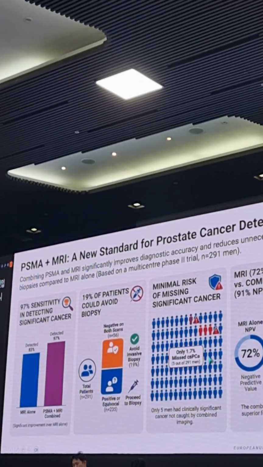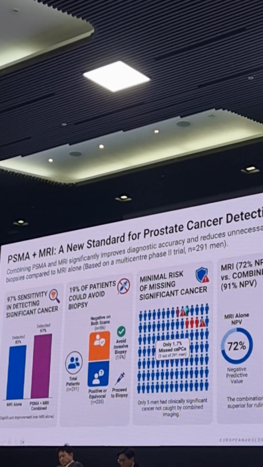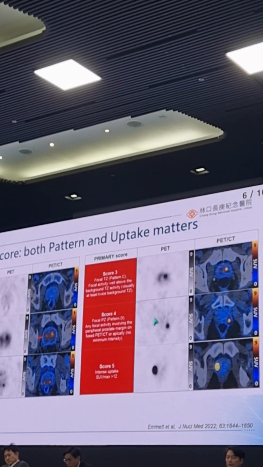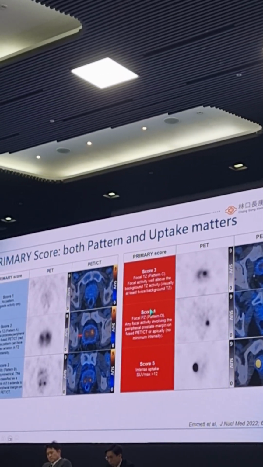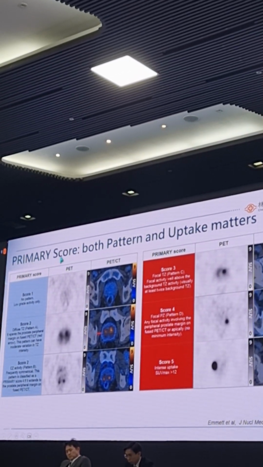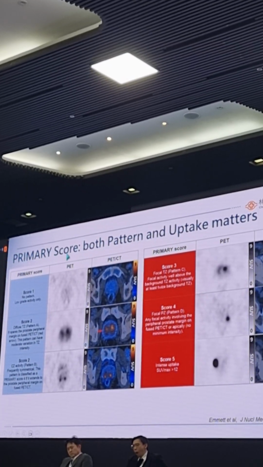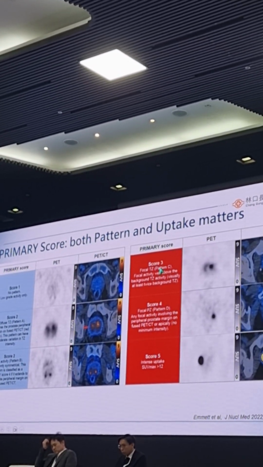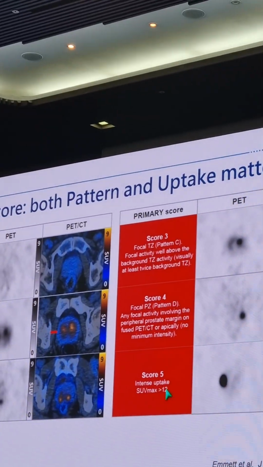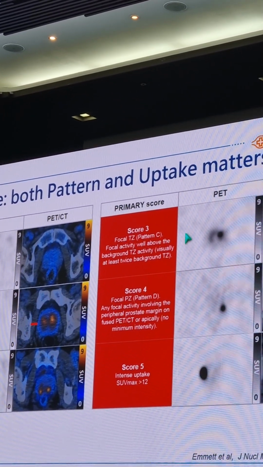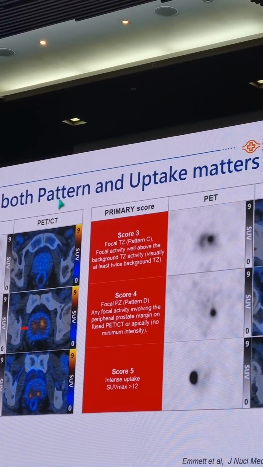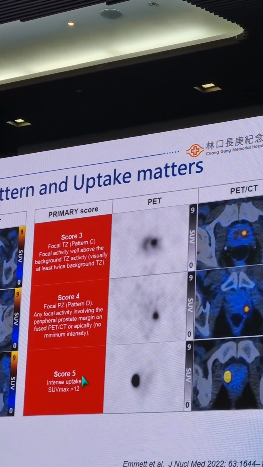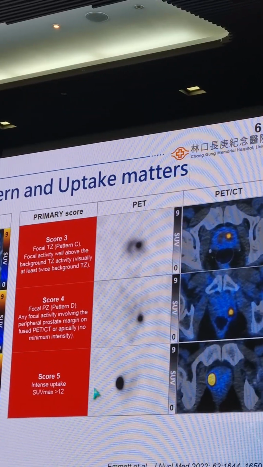So it's quite rational to use both imaging modalities for patient evaluation. In PET imaging, we will use a scoring system called the primary score system. Just like the concept of PI-RADS, the higher score indicates the higher cancer risk. When we find a focal pattern and increased PSMA uptake, the cancer risk is increased.